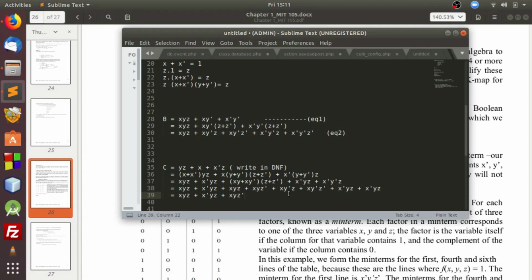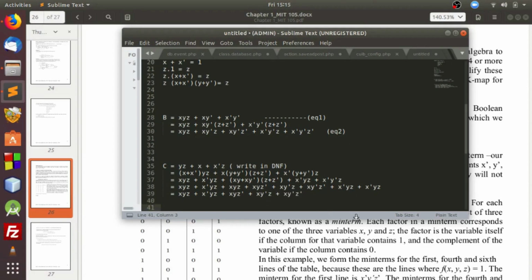And then we already use x, y. But then there's x, y prime, z. There's one x, y prime, z. Then there's x, y prime, z prime plus x, y prime, z prime. All right. So I think that's what you get.